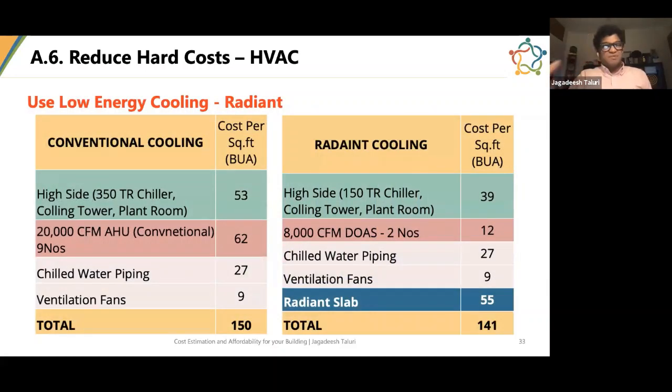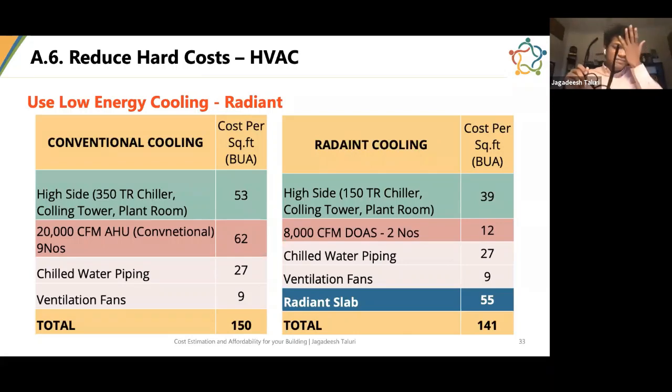Then the other aspect is getting into an actual low energy cooling system. So here I have put two tables. On the left side is a conventional air conditioning system for this 10,000 square meter building. If I was using a VAV system, I may have to put in a 350 ton chiller. That is after I have done all the optimization.